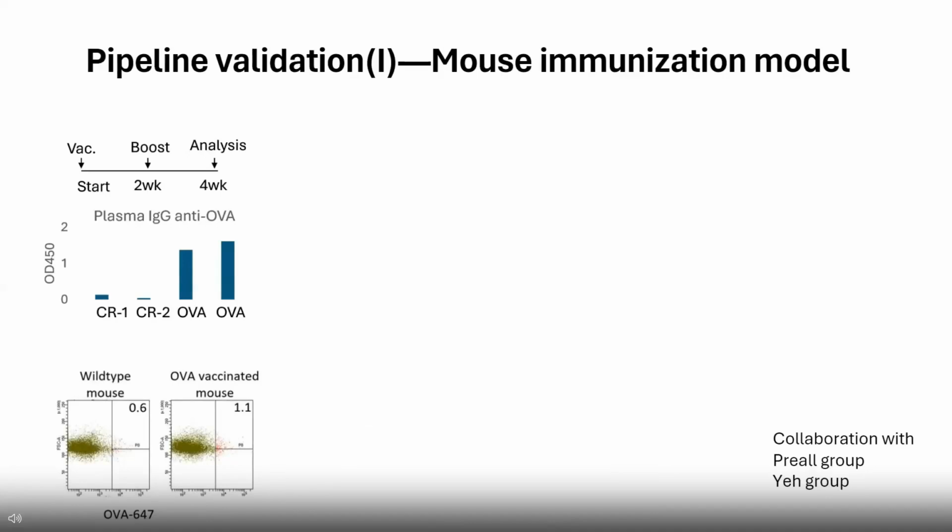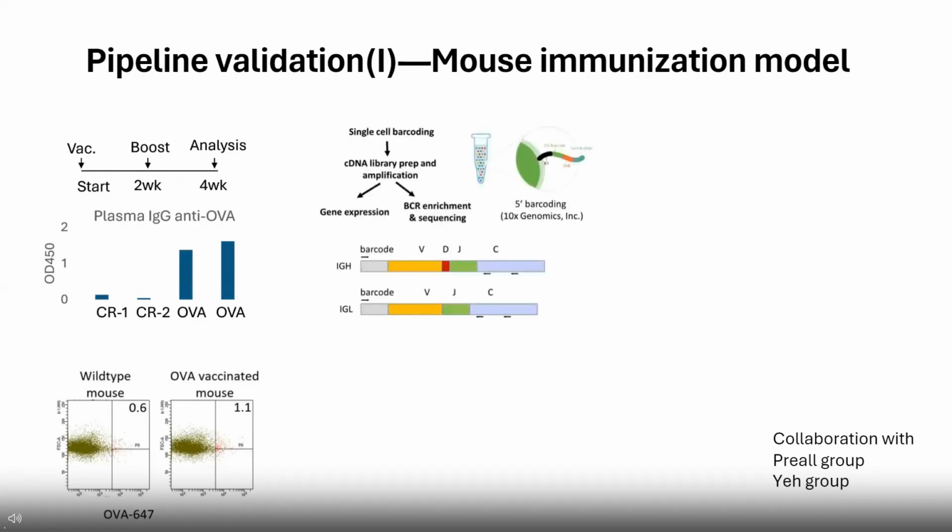Before we started, we decided to first validate this pipeline using an easy mouse immunization model. We immunized a B6 mouse with a model antigen, ovalbumin, a chicken protein that can easily induce an immune response. After two boost immunizations, you can see in the mouse blood a very nice anti-OVA IgG response. We then sorted out the OVA-specific B cells using fluorophore-conjugated OVA protein. You can see here that they typically represent a very small population, like 1.1% of the total B cells.